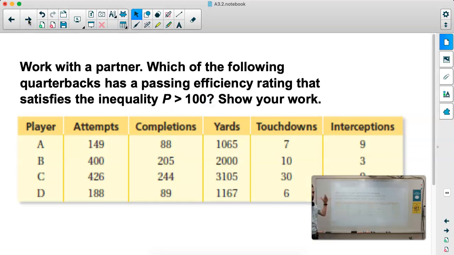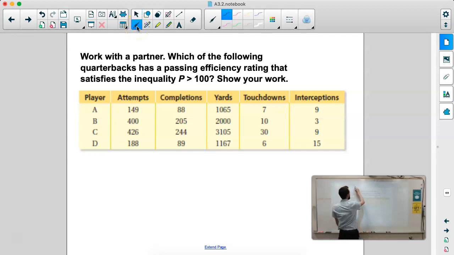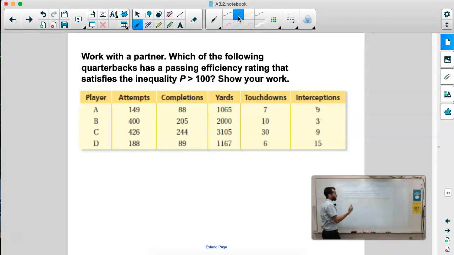So up here you have this. It says work with a partner, but we're going to do this together. Which of the following quarterbacks has a passing efficiency rating that satisfies the inequality P is greater than 100? So we want their rating to be greater than 100. And really all this means is plugging into things here. Each letter represents something in our equation, and all they're asking us to do is punch this in. We're just going to do one, okay, to see. And what they're asking us is, could you solve this using addition and subtraction to get an answer?